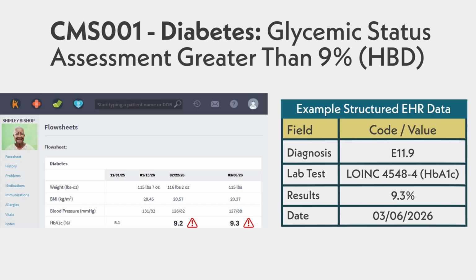For data teams, monitor how many diabetic patients have an A1C or GMI that is missing, because missing is automatically numerator negative for this inverse measure. One important technical detail: if multiple glycemic status results are recorded on the same date, the measure uses the lowest result for that date. So if a patient has 2 values documented the same day, the lowest value is what counts.